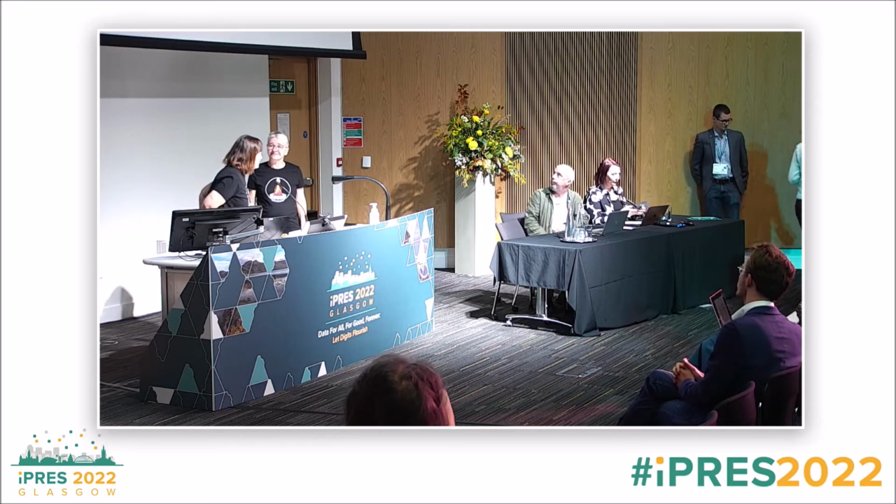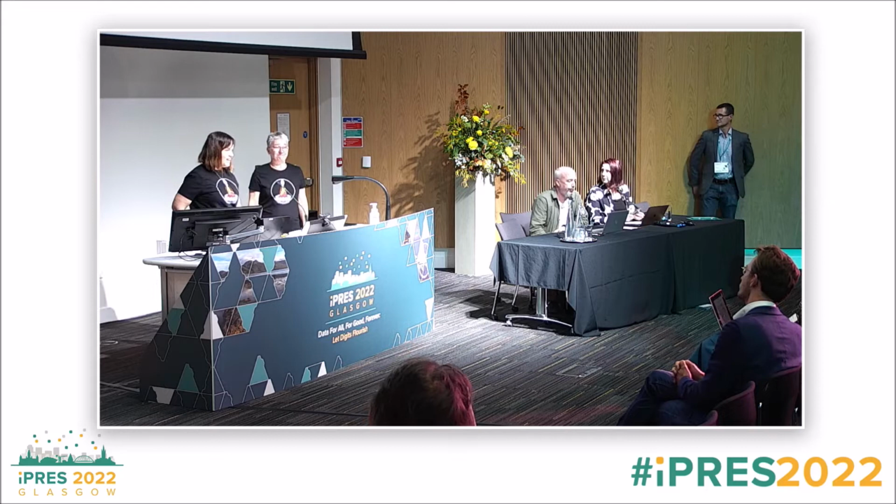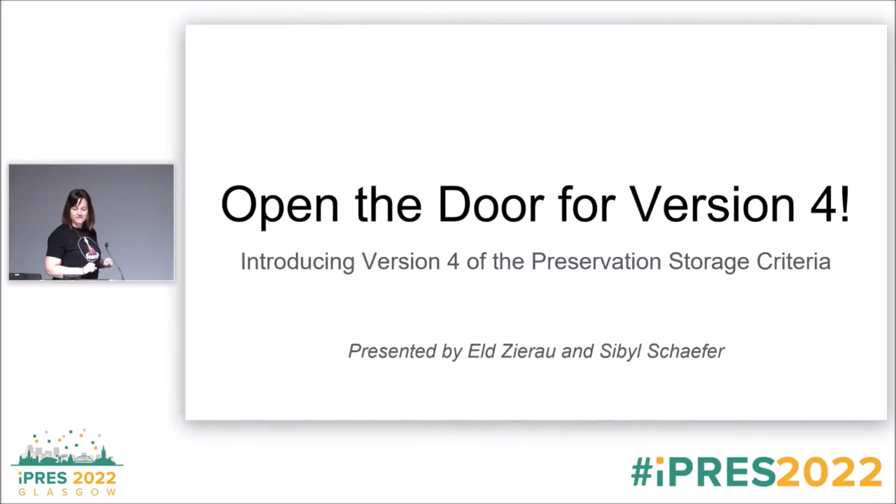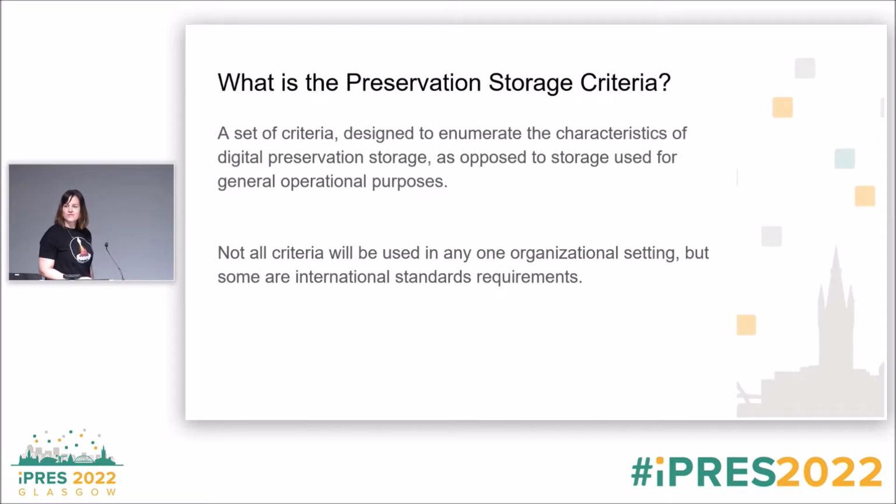Hi, I'm Sybil Schaefer. And I'm Else Giron. And we'd like you to open the door for version 4 of the digital preservation storage criteria. So for those of you who are not familiar, the preservation storage criteria is a set of criteria designed to enumerate the characteristics of digital preservation storage as opposed to storage used for general operational purposes. And it's important to note that not all criteria are going to be used in any one organizational setting, but some are actually related to international standards requirements.